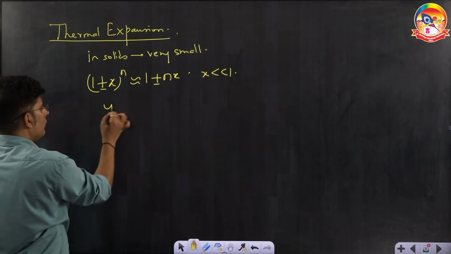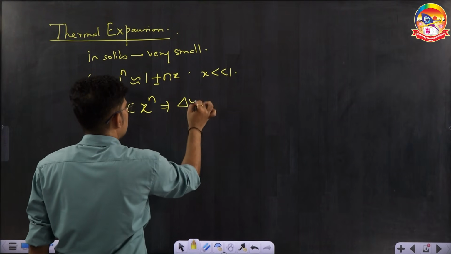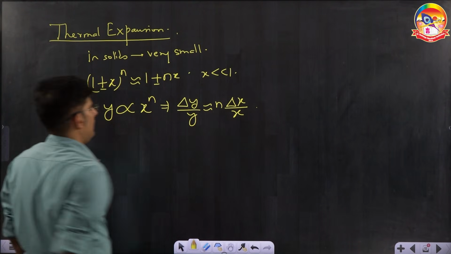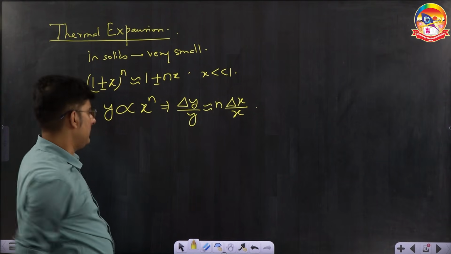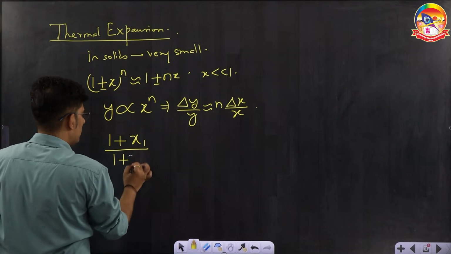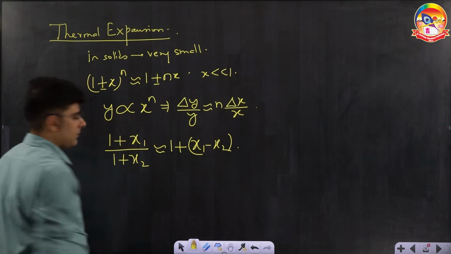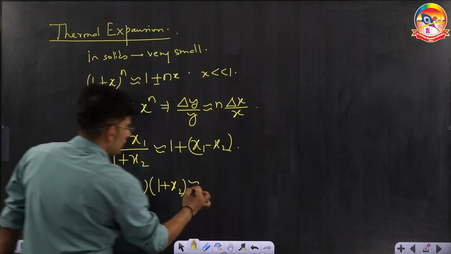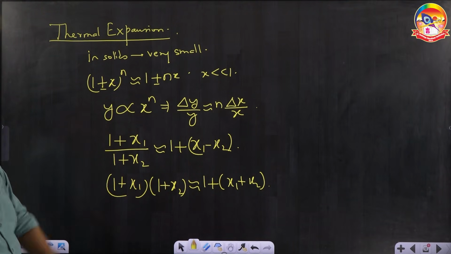Then you can use cases like, if y is proportional to x to the power n, then the percentage or fractional change, directly multiply the powers. Percentage, just multiply by 100. This is called fractional change. If you multiply by 100, you will get percentage change. When you see terms like (1 plus x1) by (1 plus x2), you can directly solve and get approximately 1 plus x1 minus x2. When you see terms multiplied, you can directly add. So these are some approximations which can be applied for solids.